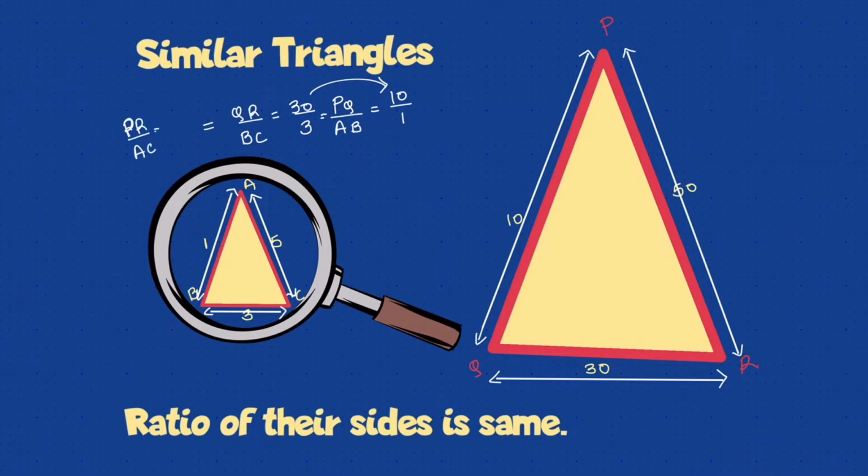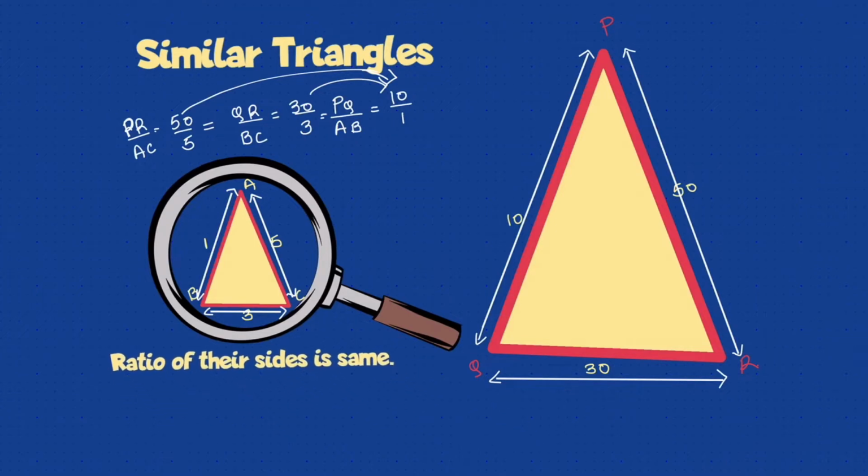You can see PR upon AC, which will again come out to be 10. So I proved that one small triangle gets amplified into a big triangle. They are called similar triangles. And what is happening when two triangles are similar? First thing you have to remember: how will I prove it? We'll see it in the next part.